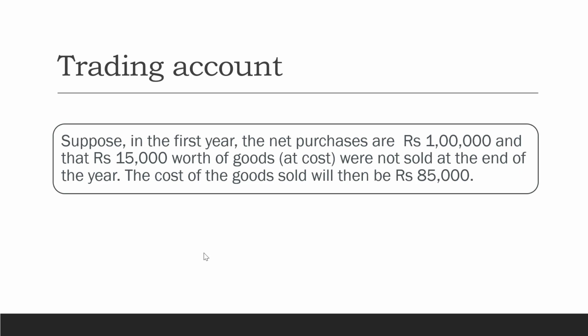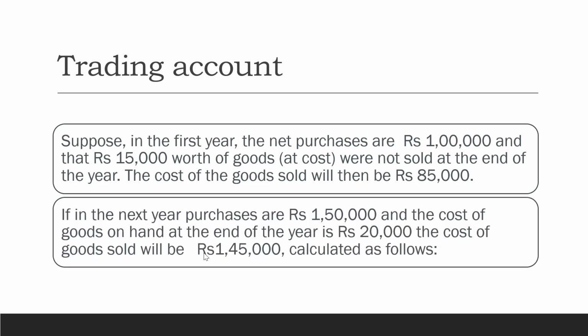But you found that 15,000 worth of goods at cost is still lying with you. So what is the cost of goods sold? 85,000. That means you have sold 85,000 worth of goods. You bought 1 lakh, you have a stock of 15,000, which at the price at which you bought is worth 15,000. That is the cost. So how much goods have you sold? 85,000. Cost of goods sold is a very, very important concept. You must remember what the cost of goods sold is. It is basically the purchases minus the closing stock which you have. Okay, read this.